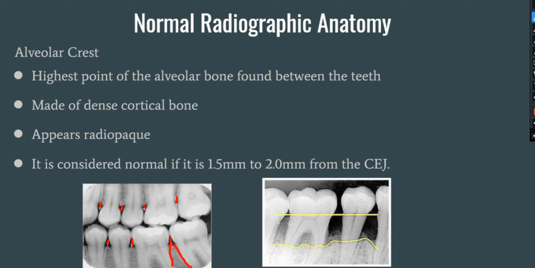And it's considered normal if it's 1.5 millimeters to 2 millimeters from the CEJ. So the CEJ being the cemento enamel junction, which would be right in this area for these teeth. So on this particular radiograph, these would be considered normal. Now, when we move over to this radiograph, our CEJ would be right about in this area. But you can see our alveolar crest is all the way down here. So this would be considered not normal.